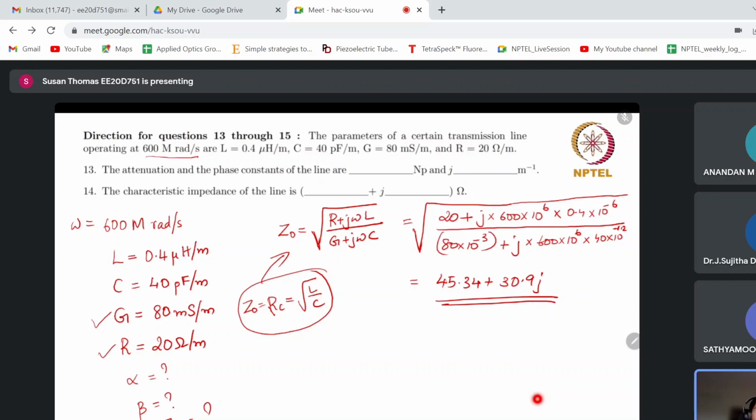So I think you can all try this and verify whether you will get this answer. So this is the answer for Z naught.